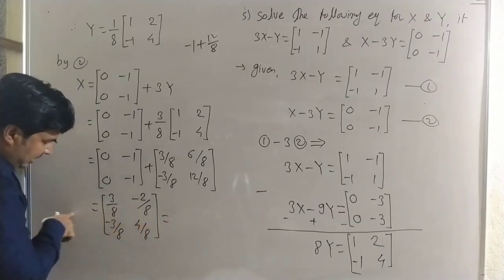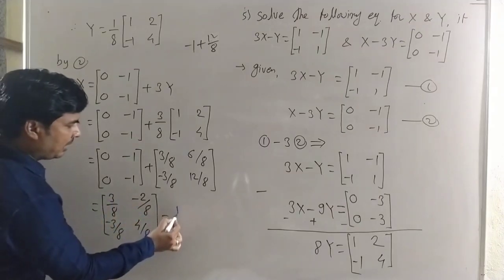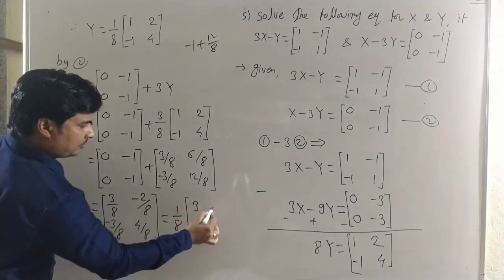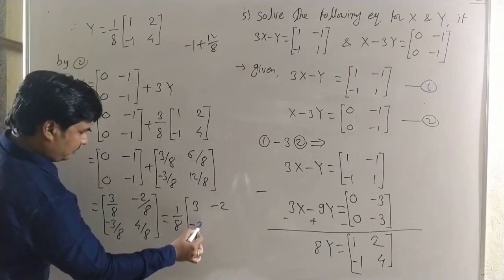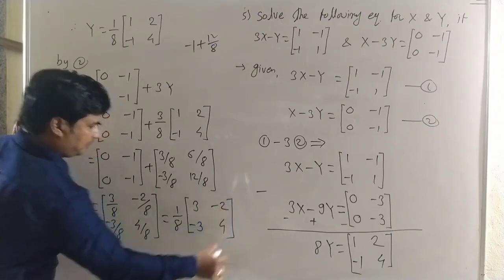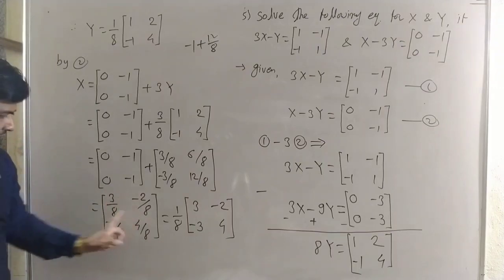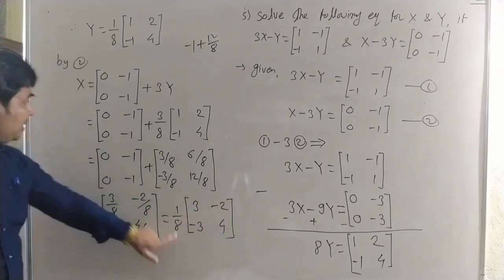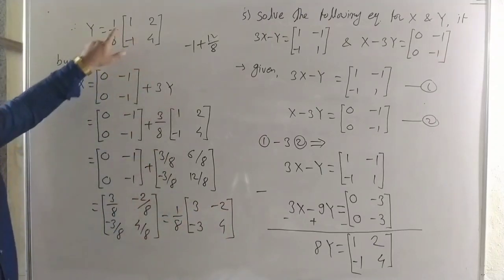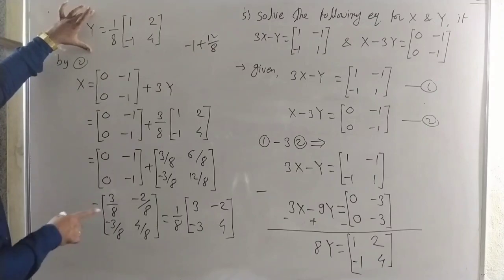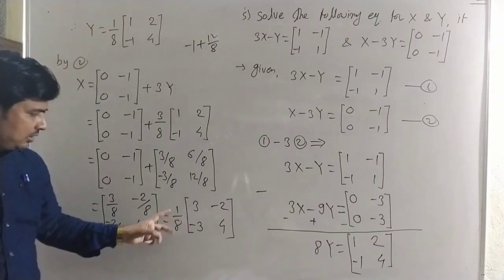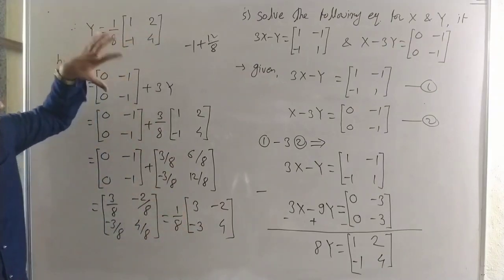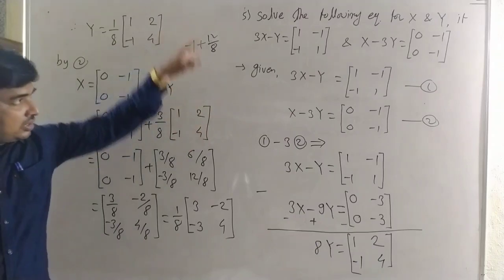Then we can take 1 by 8 common from all elements, and we get 3, minus 2, minus 3, and 4. See carefully, this is the value of x, and this is y, it is the solution. The last answer can be written below: x is equal to 1 by 8 times this matrix, and y is equal to 1 by 8 times this matrix. It is the last answer of this question.